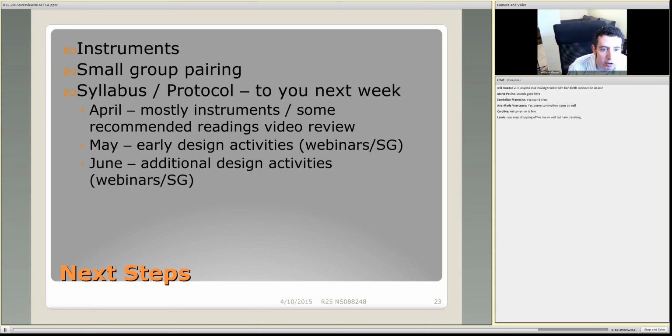The small group pairing we're actively working on based on your availabilities. If there's anybody out there who hasn't sent us that spreadsheet with the matrix of times available, it would be great for us to have that as soon as possible. The general syllabus and the protocol for how we treat you in the course and what you're going to need to do when, we should be able to get to you sometime next week. I'm working on putting the finishing touches on that.